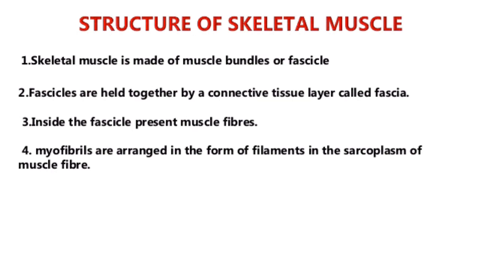Now see the structure of skeletal muscles. Skeletal muscle is made up of muscle bundles or fascicles. Fascicles are held together by a connective tissue layer called fascia. Inside the fascicle are present muscle fibers. Myofibrils are arranged in the form of filaments in the sarcoplasm of the muscle fiber.